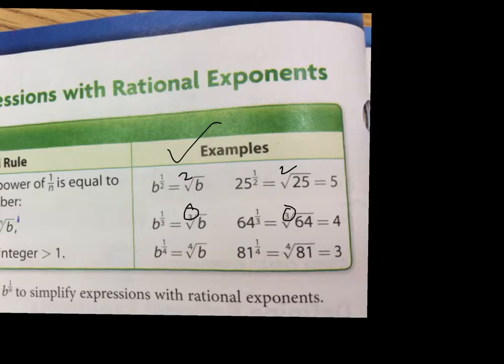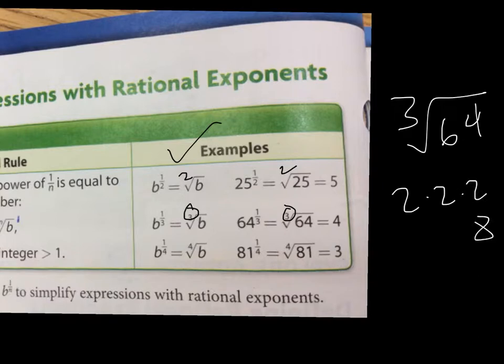If you recall, when I'm looking for the cube root of 64, that's saying what number multiplied by itself 3 times gives me 64. Well, 2 times 2 times 2 equals 8. That's not what I want. And 3 times 3 times 3 gives me 27. Well, let's try 4 times 4 times 4. I know that 4 times 4 is 16, and 16 times 4 gives me 64. So the cube root of 64 is 4.